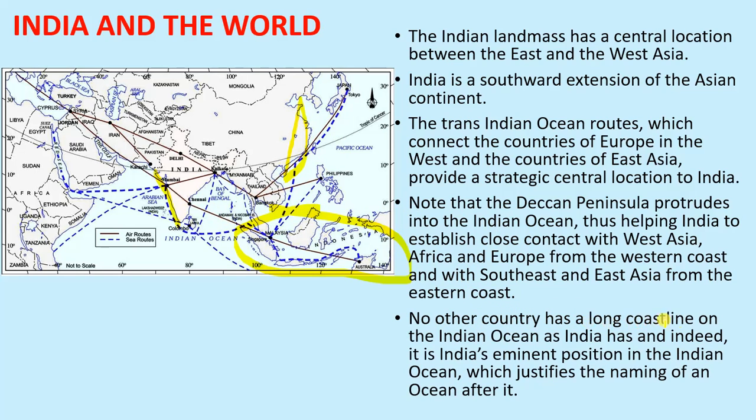No other country has a long coastline on the Indian Ocean. If you see the Indian Ocean, none other than India has this type of long coastline. Indeed, it is India's eminent position in the Indian Ocean which justifies the naming of an ocean after it. So because of this longest coastline in the Indian Ocean, the name of this ocean is after India.